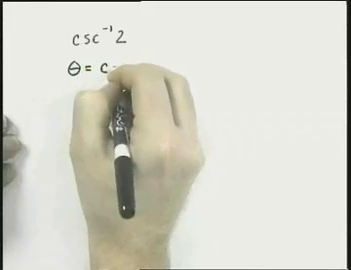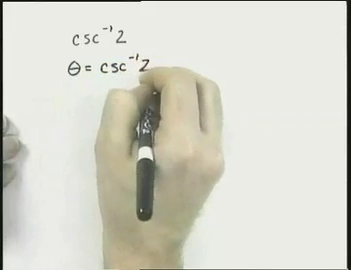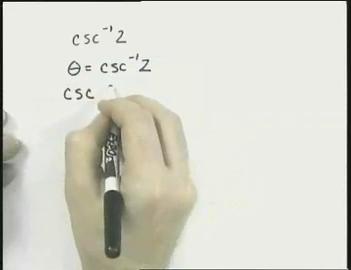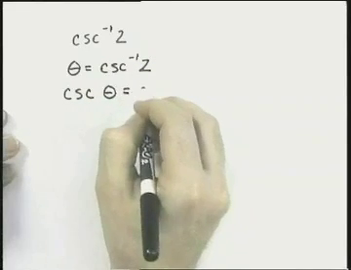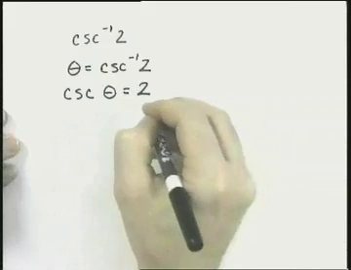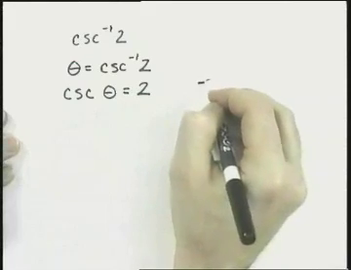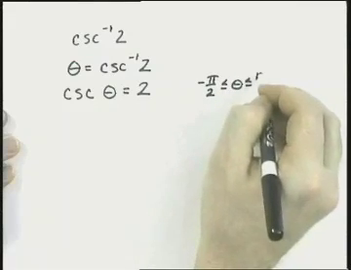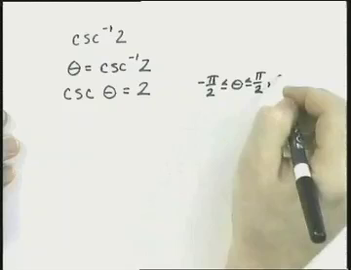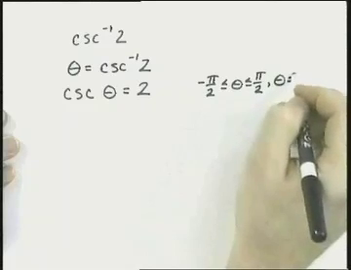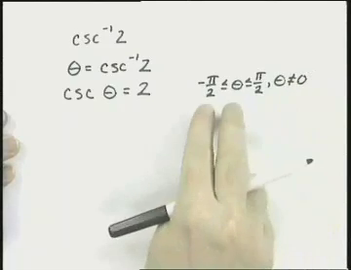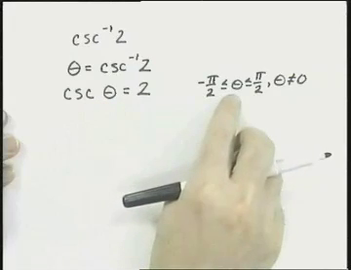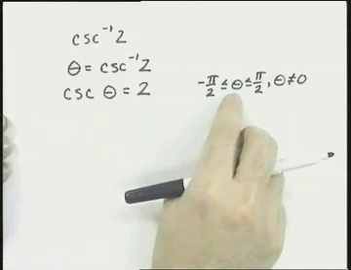We're going to say that theta is the inverse cosecant of 2, and what that means is that we're looking for some angle such that the cosecant is equal to 2. We know that the angle theta must be between negative pi over 2 and pi over 2 inclusive, but that theta cannot equal 0. Now, because the cosecant of the angle theta is positive, we know our angle theta is going to be in the first quadrant.